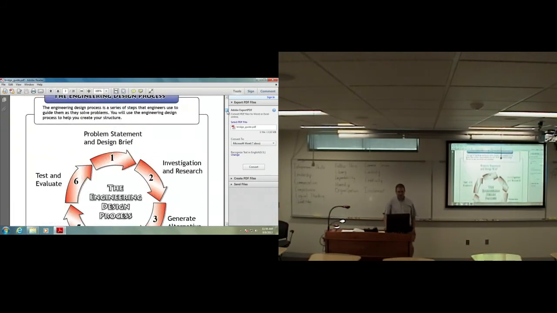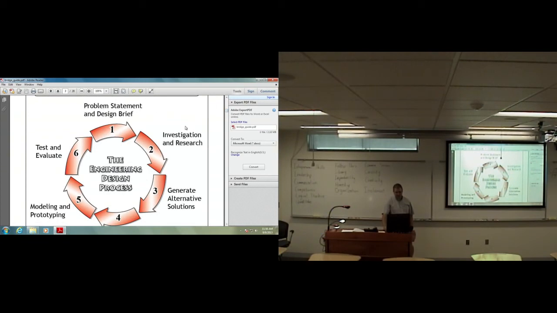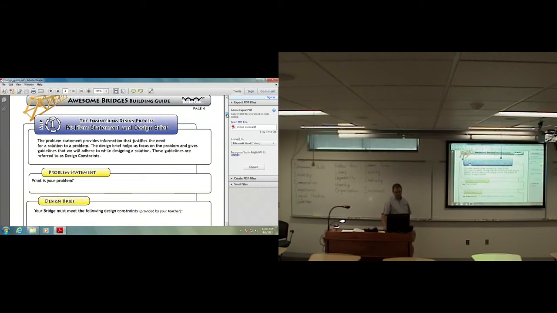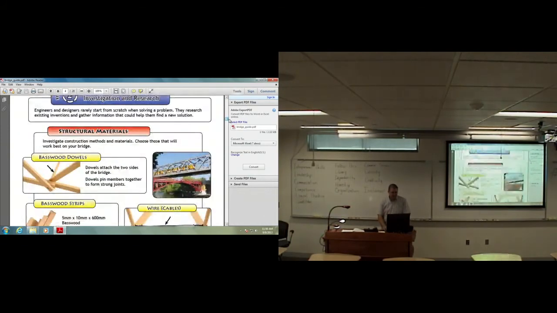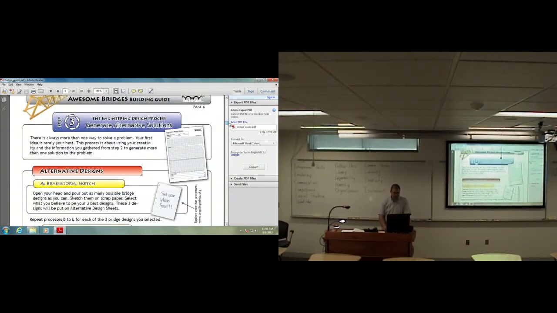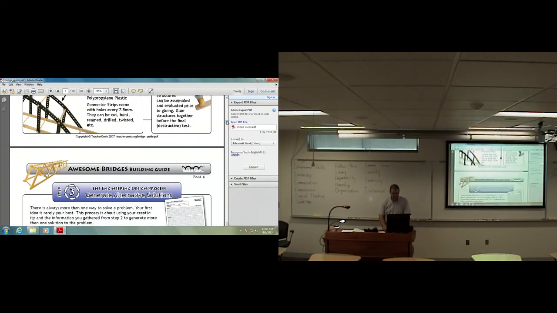Here they talk about the engineering design process. Again, another representation of that process, but a good thing to look at. And then they start talking about different tools that you can use. They actually have West Point Bridge Designer. You can get a bridge designer online and use it to design your bridge. And they talk about the problem statement and the design brief and the materials you're going to use and their strengths and weaknesses.